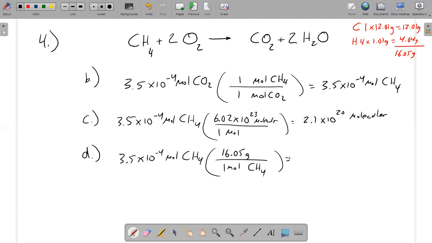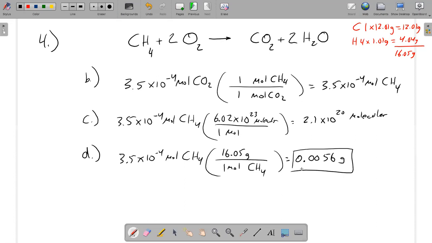3.5 times 10 to the negative fourth times 16.05. Oh, I see what happened. 0.0056. These zeros are not significant, so the 5 and 6 are significant figures. That's some kind of mass in grams.